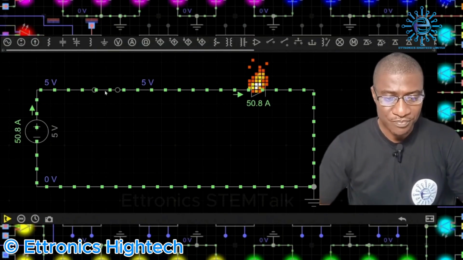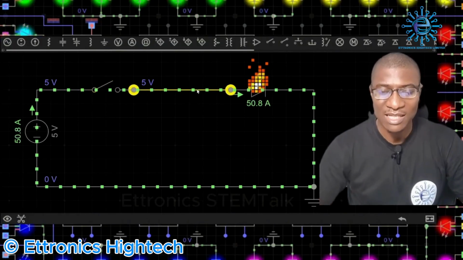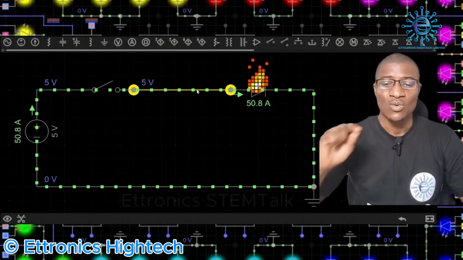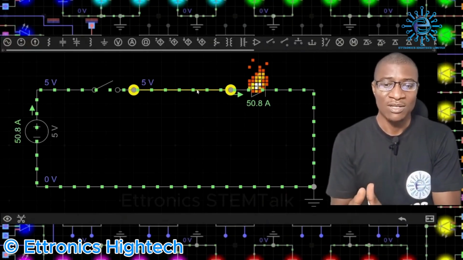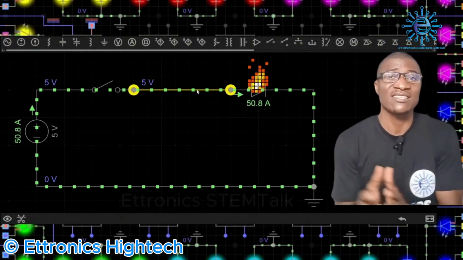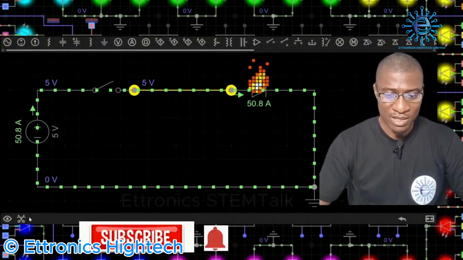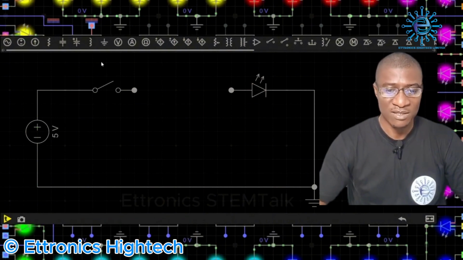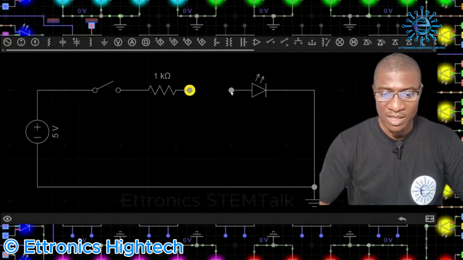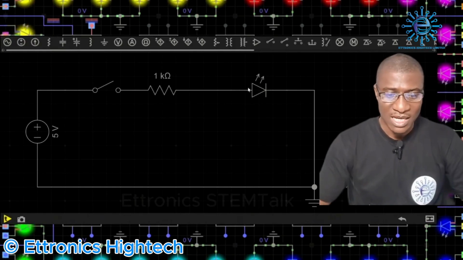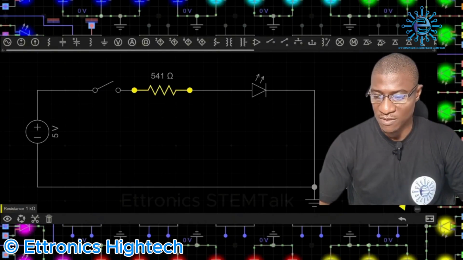Another thing we need to know about electronic circuit design is that we need to connect our components the right way. One thing is to know the components you need, and another thing is to know how to connect them. Take, for example, I will go back to the first circuit, so I'll add a resistor, and now I have this circuit. Let me reduce this resistor to what it was before.